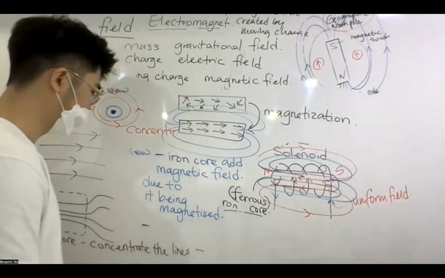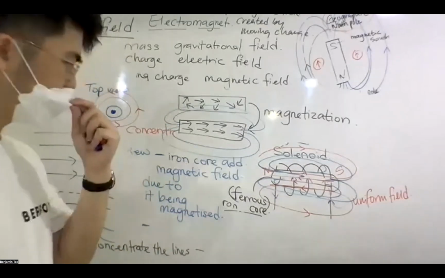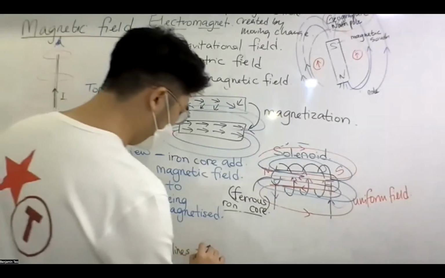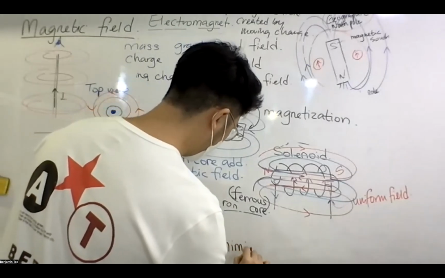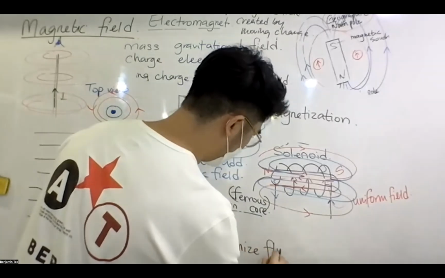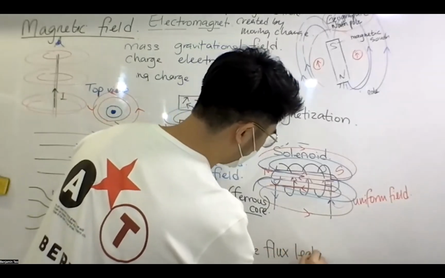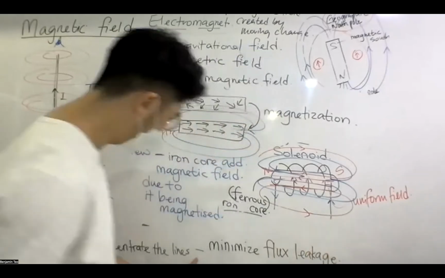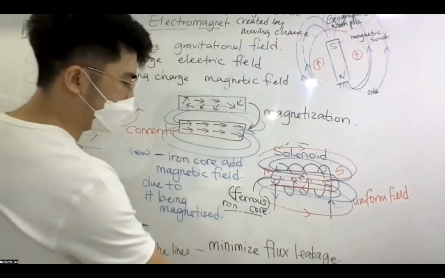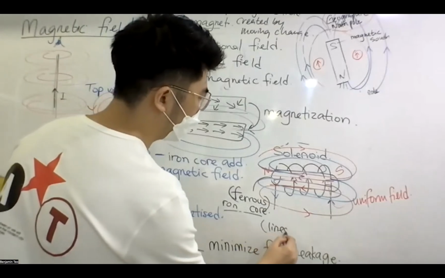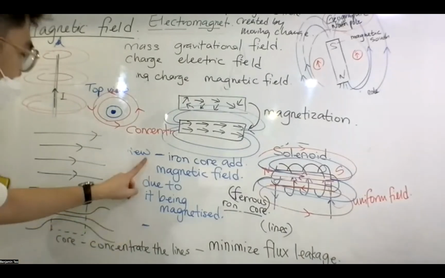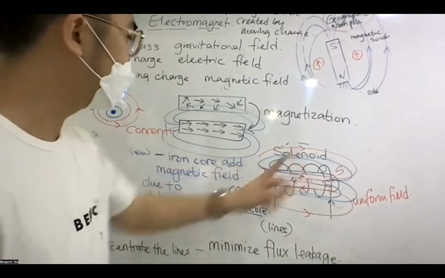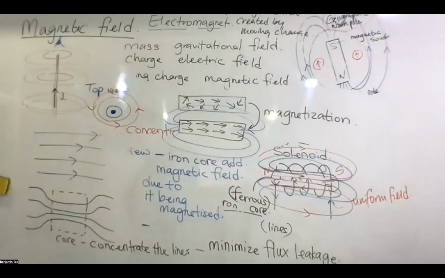Okay. There's a term, they call it minimize flux leakage. Okay, minimize the flux leakage. Flux is the lines. These two, okay? So why does this one make it stronger? This one and this one. This one and this one. Okay.